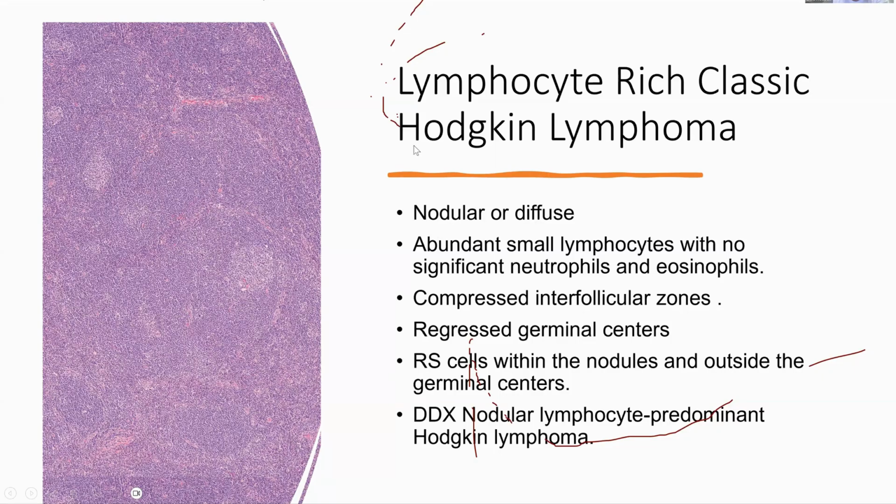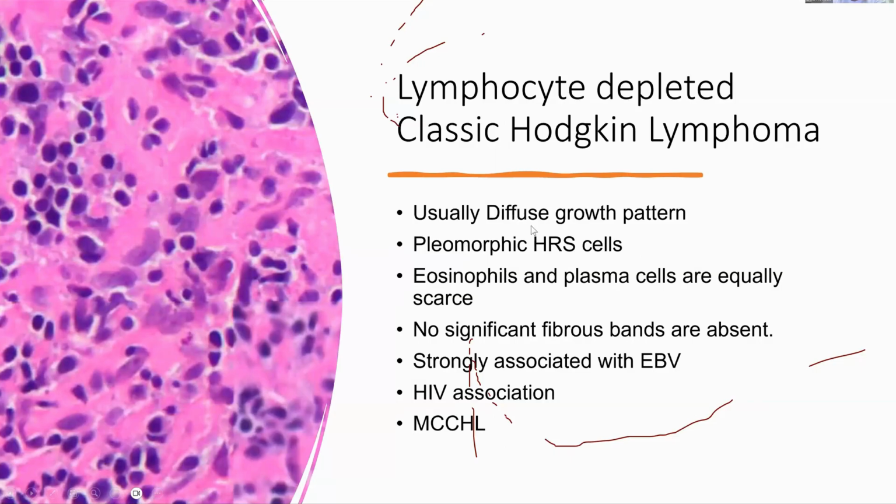The last variant is the lymphocyte depleted classic Hodgkin lymphoma. Usually it has a diffuse growth, but lots of pleomorphic RS cells. The eosinophils and plasma cells are equally scarce and there are no significant fibrous bands, but there will be lots of fibrotic background. There is a strong association with EBV and HIV, and it's thought to be a spectrum with mixed cellularity classic Hodgkin lymphoma. When the mixed cellularity loses more cells with more fibrosis, it will become lymphocyte-depleted Hodgkin lymphoma.